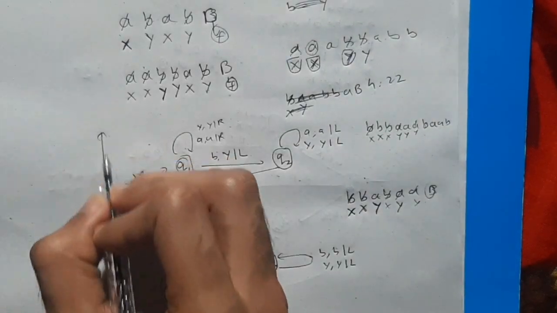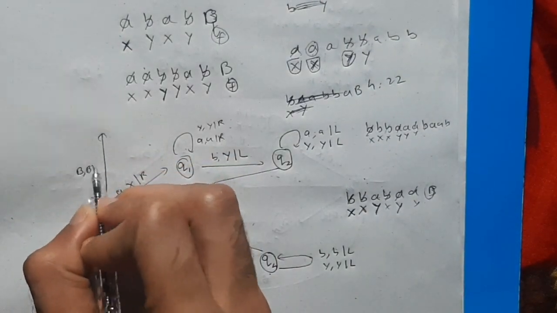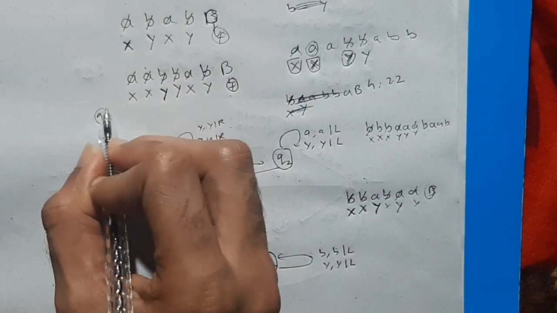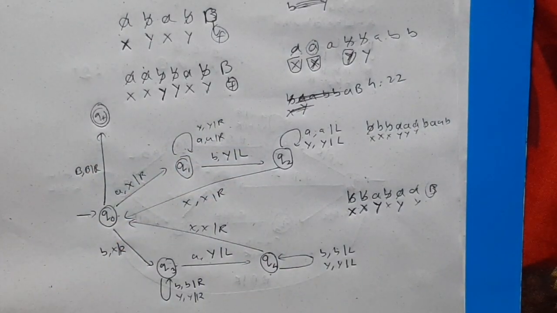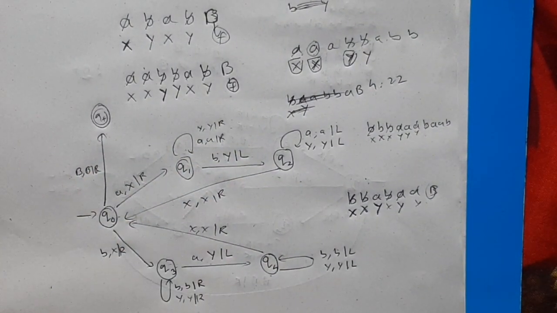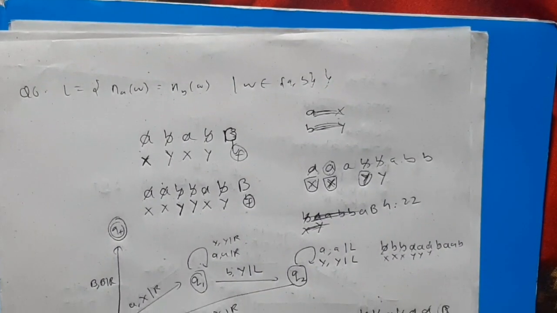So I'll take a transition from here, bbr, and I'll reach the final state here. Okay, so this is the transition diagram for the question where we have an equal number of a's and b's.